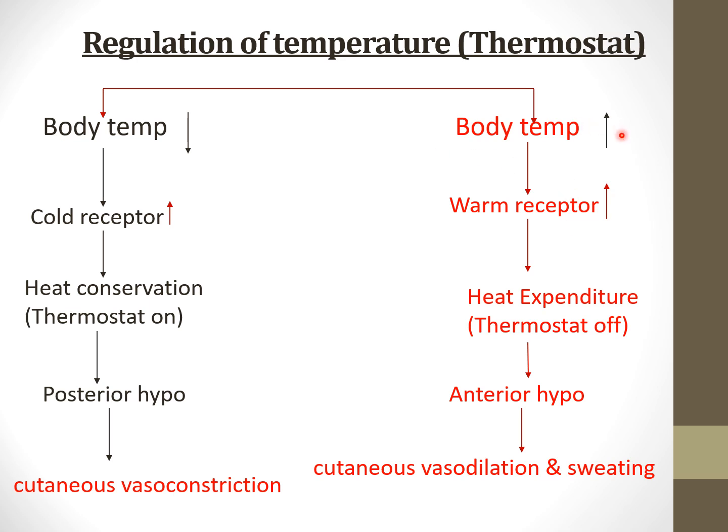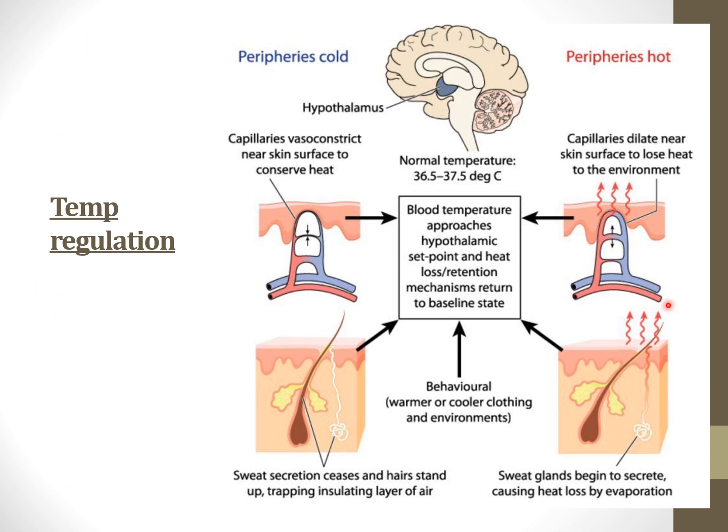And again, whenever there is an increase in body temperature, the warm receptors are stimulated. Then obviously the body needs to lose the heat. So again, there will be dissipation of heat, or expenditure of heat. Whenever there's an increase in temperature, that is sensed by the anterior hypothalamus, and this anterior hypothalamus stimulates the adjacent structures and causes cutaneous vasodilation and sweating. We'll see a picture which explains the increase or decrease in temperature.